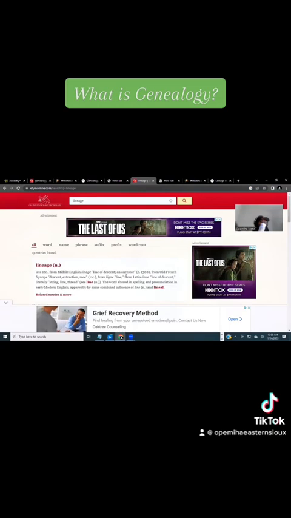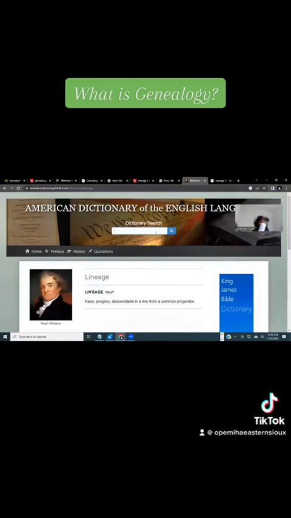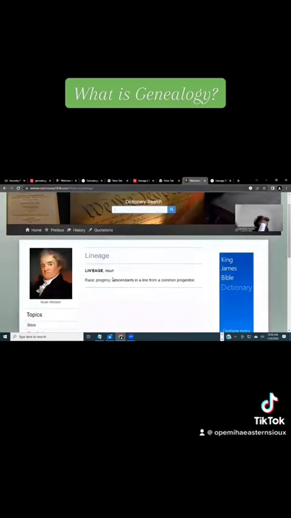All right, so let's move on over to the 1828 Webster's Dictionary of what lineage means. Again, it's a noun. It says race, progeny, descendants in a line from a common progenitor. All right, so that's what the 1828 definition of lineage means.